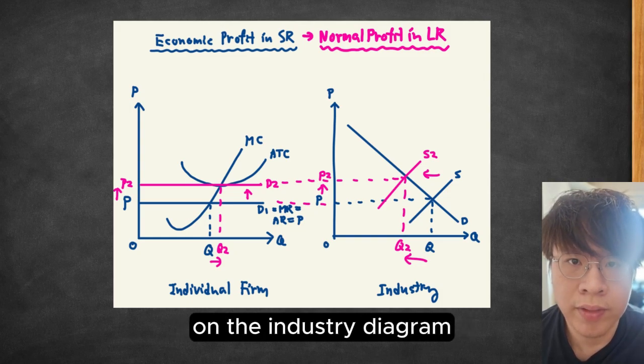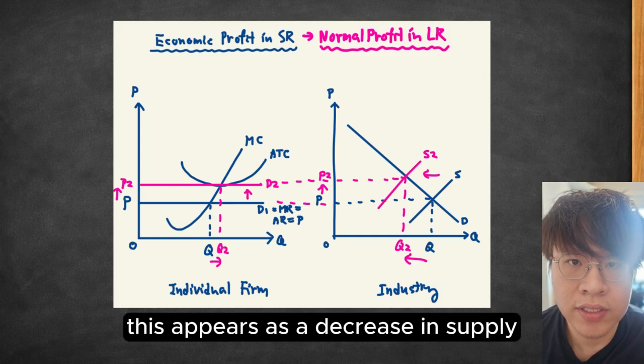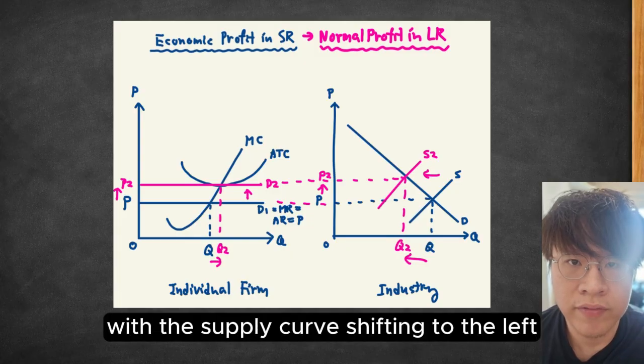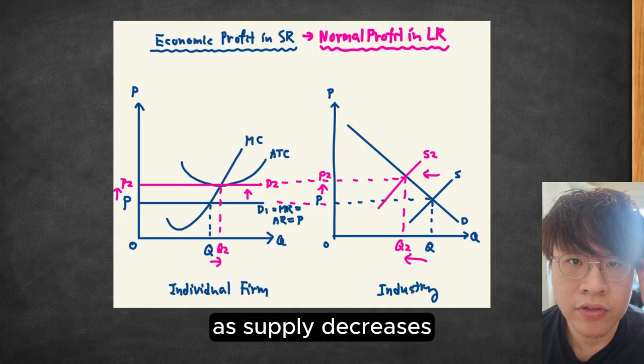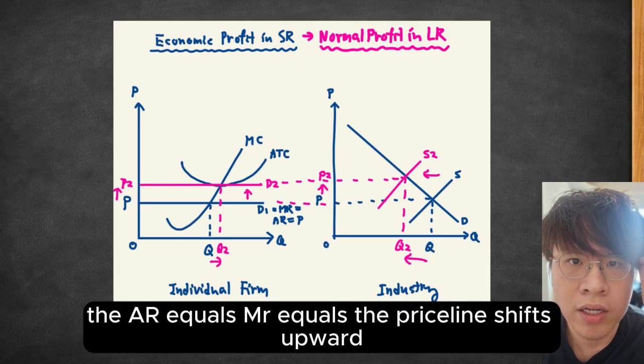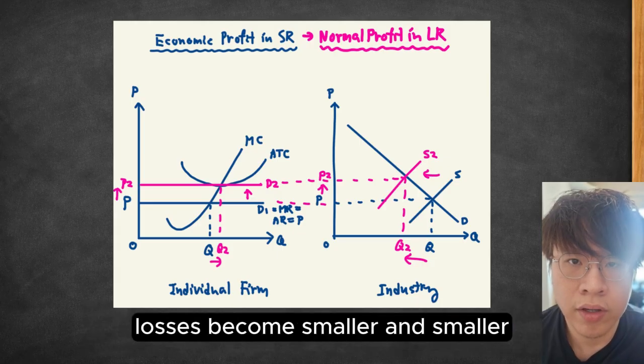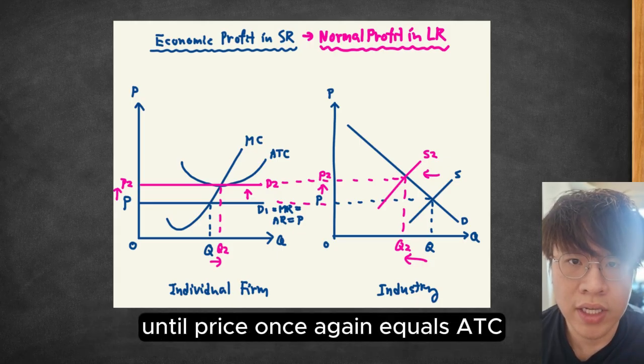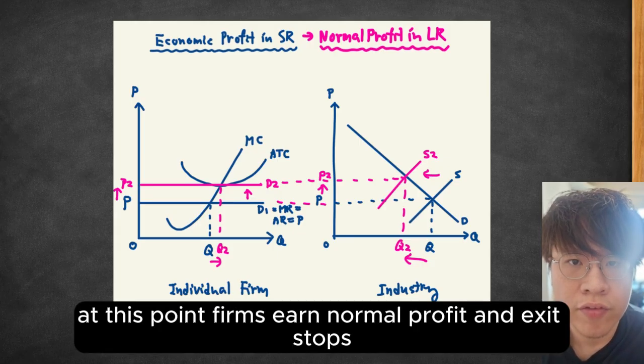On the industry diagram, this appears as a decrease in supply, with the supply curve shifting to the left. As supply decreases, the market price rises. Back on the firm diagram, the AR equals MR equals the price line shifts upward. Losses become smaller and smaller until price once again equals ATC. At this point, firms earn normal profit and exit stops.